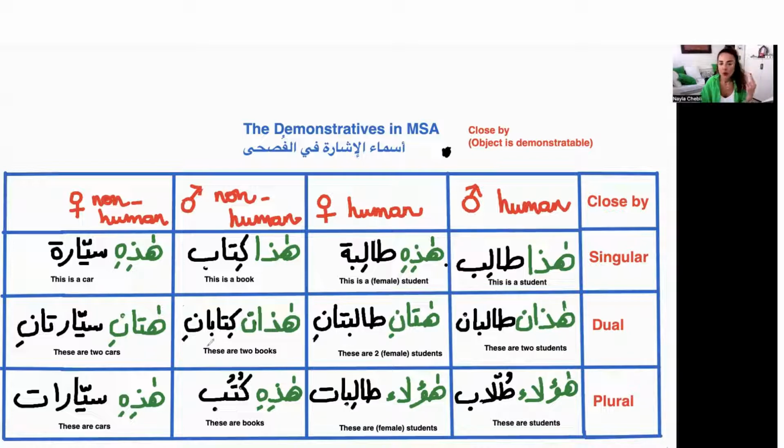If the two objects I'm pointing at are non-human, masculine, I used again هذان, same as with human. هذان كتابان. This translates into these are two books.